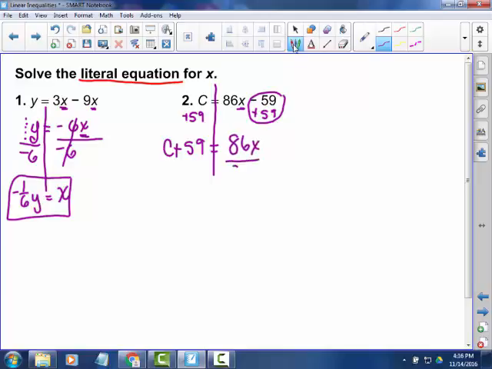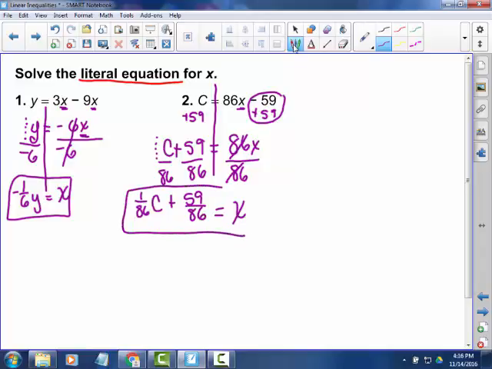So I divide by 86 because 86 divided by 86 is 1, leaves me x, and then I divide this side by 86 as well, each of the terms. So equals x, that's what I have left on the right side. C divided by 86, we still have that understood 1, so that's 1 over 86 c plus 59 over 86. Ta-da! We have solved for x. Nice! All right, let's see what else we got in this little packet.